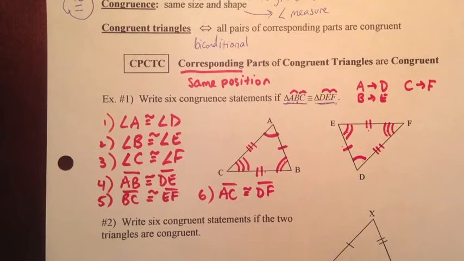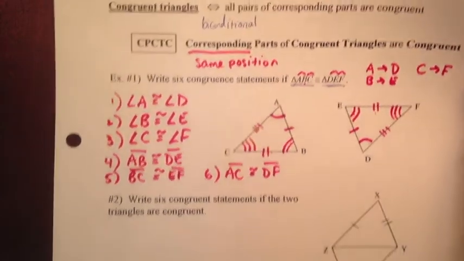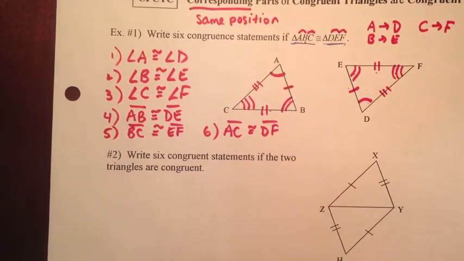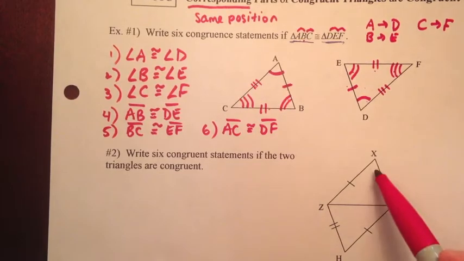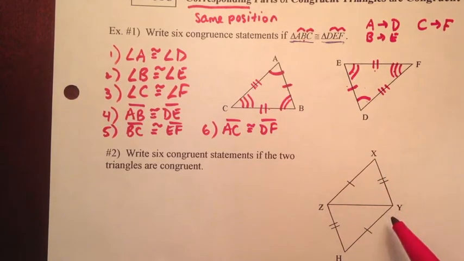Alright, now number 2, write 6 congruent statements if the two triangles are congruent. So they're telling us that the top triangle is congruent to the bottom triangle. Now the way that you match this up, you have to be very careful.